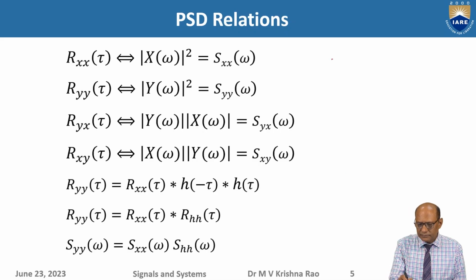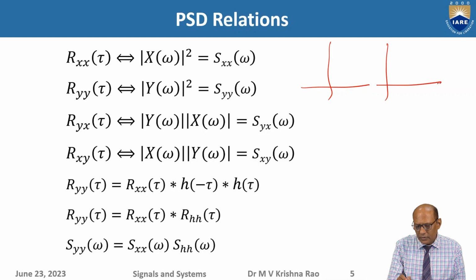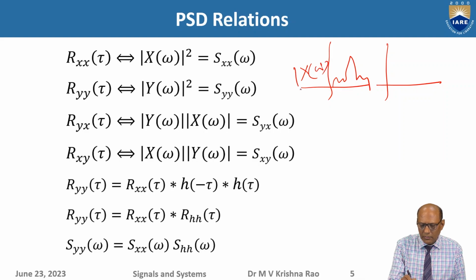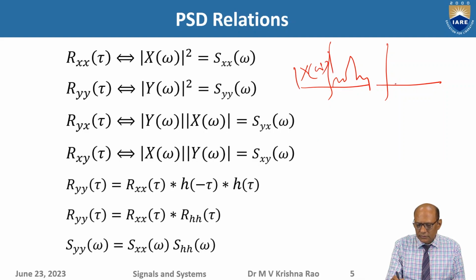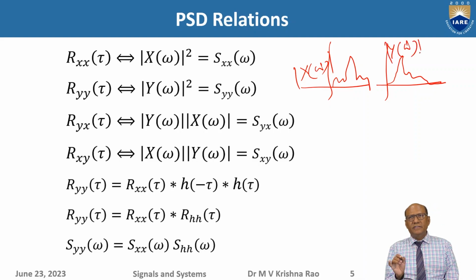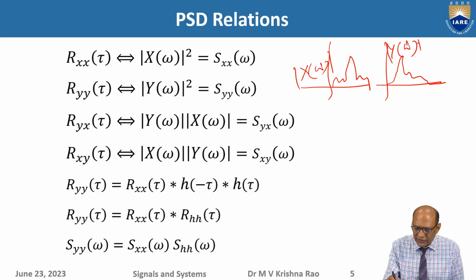Basically, I have one spectrum. Let us say some spectrum is there, something like this. So this is some X of omega magnitude. Let us take another spectrum, something like this. In general, X and Y I am taking, they need not be related through any LTI system. They are independent things. I am considering like that.